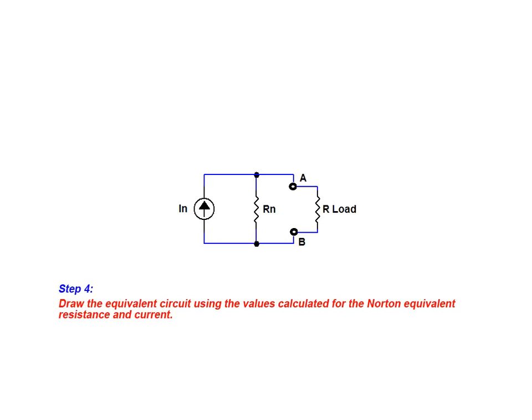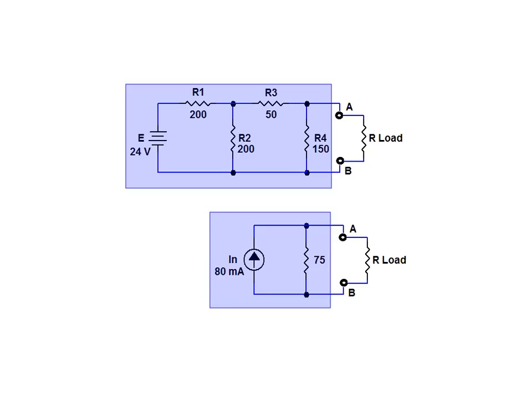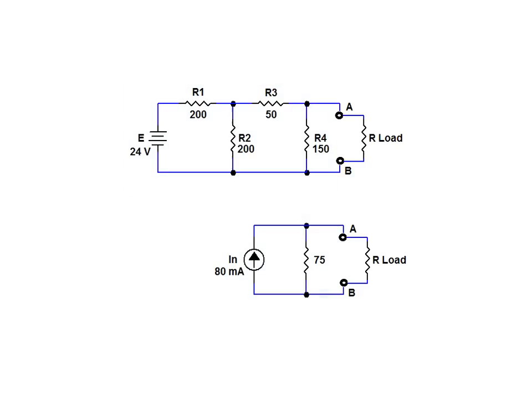We complete the conversion by drawing the equivalent circuit using the calculated value for Norton current and Norton resistance. The behavior of the original network and the Norton equivalent circuit are identical with respect to points A and B. This type of circuit reduction is extremely useful when attempting to determine the effects of varying load conditions on load voltage and current.